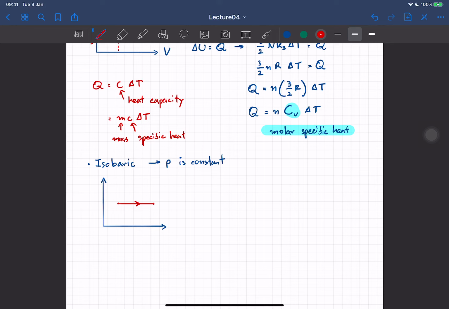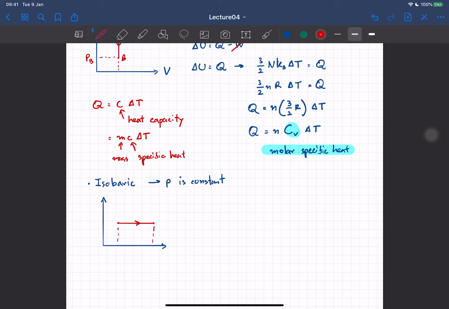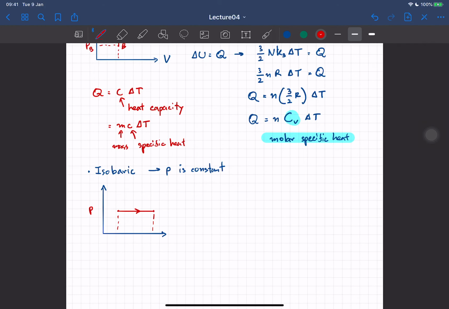So you can go to the right. The example that we did on the earlier page goes from right to left. It's also isobaric because of constant P. So we have the change in the volume, and P is fixed, but volume changes. So we can go from VA to VB like this. And this is P, this is V.